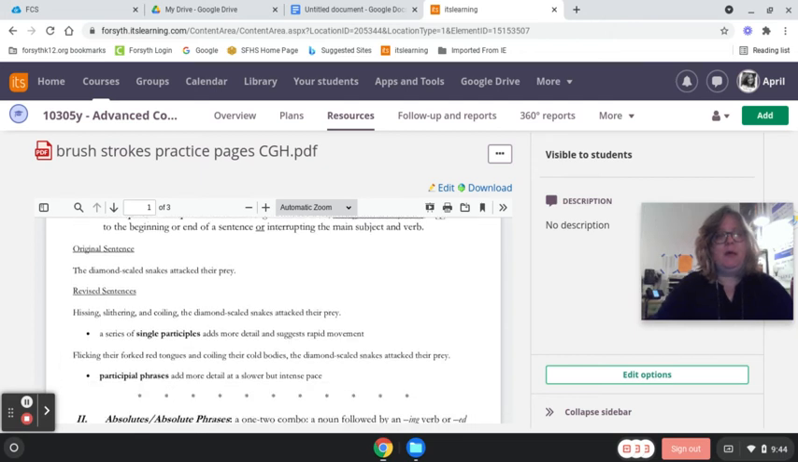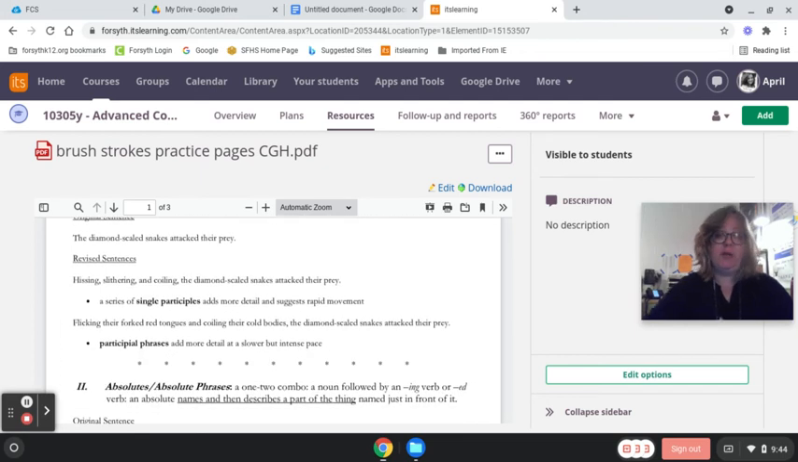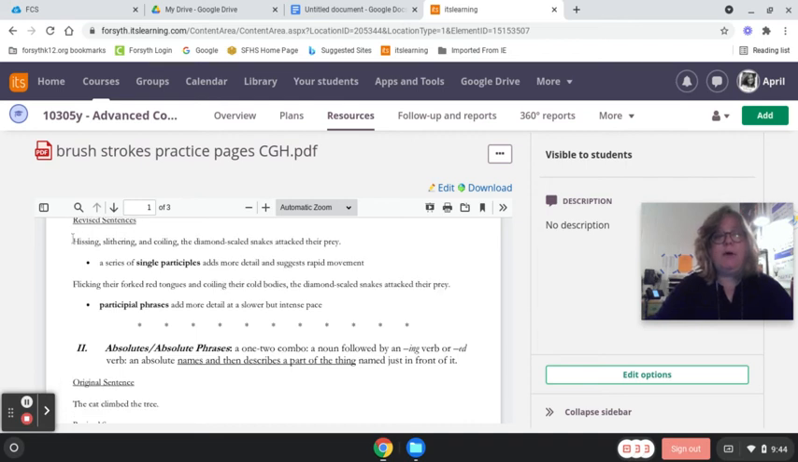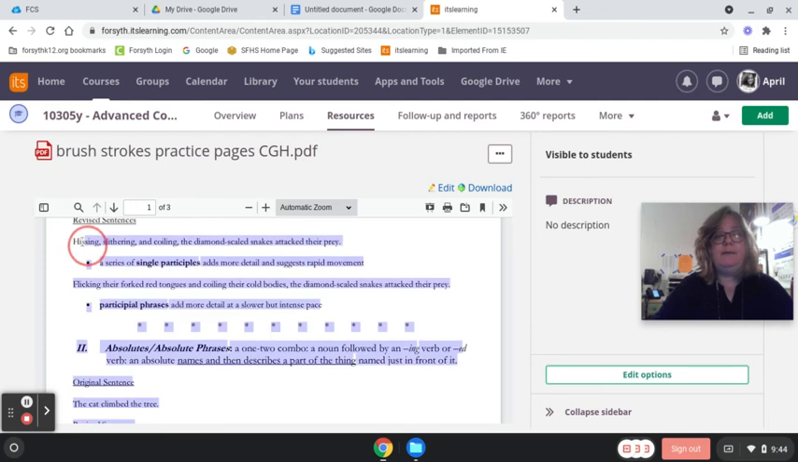Okay. So here's an original sentence, and we've already talked about this in class. The diamond-scaled snakes attacked their prey. Now, what I want you to see in the revised sentence is how the pieces are layered. Do you see how, okay, here's a one-word participle. Hissing, slithering, and coiling. But notice I've put them together. I haven't put different types of words in front of them. I'm just using the participle, okay?